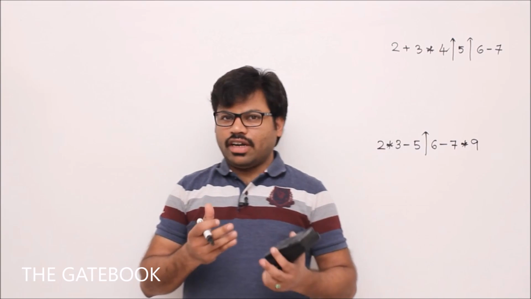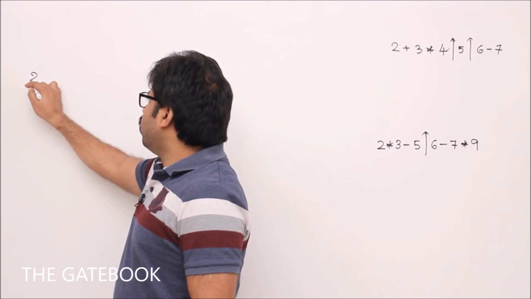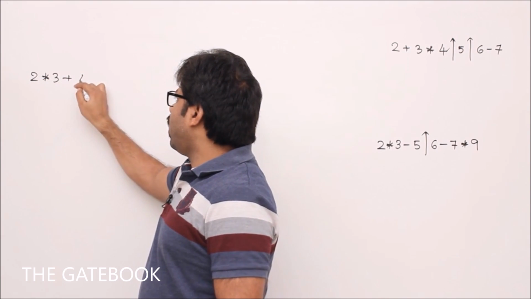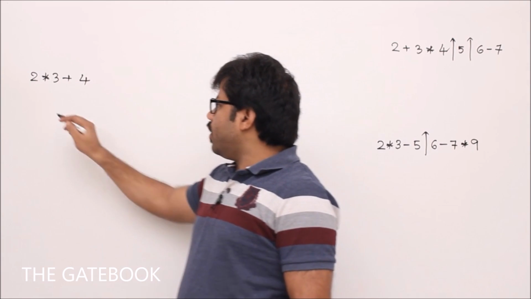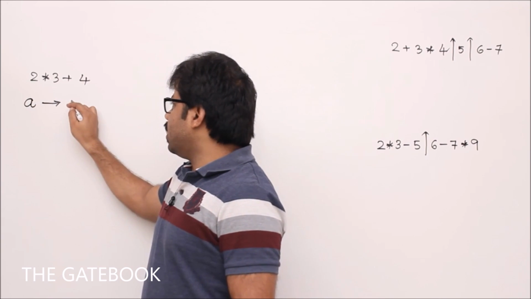Now we'll see how to convert infix expression to postfix expression. Example, if you have the expression 2 star 3 plus 4, then how to convert this to postfix? Again, the rules are the same. Whenever you have a simple operand like a, rule number 1, its postfix expression is a.